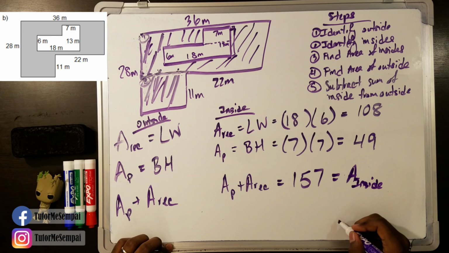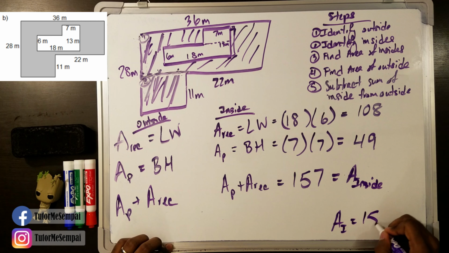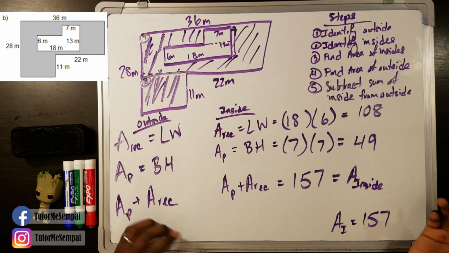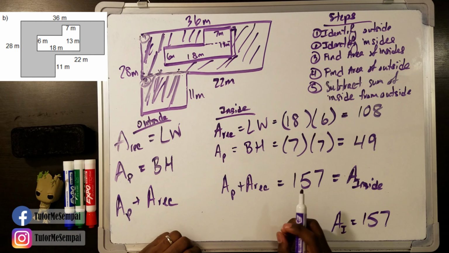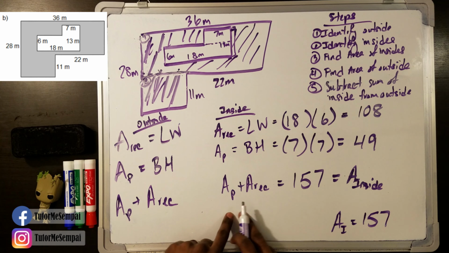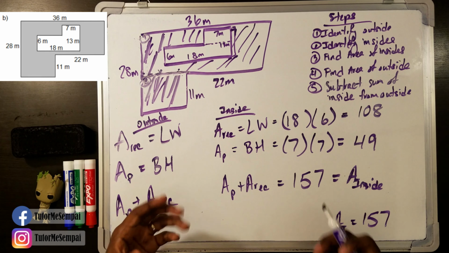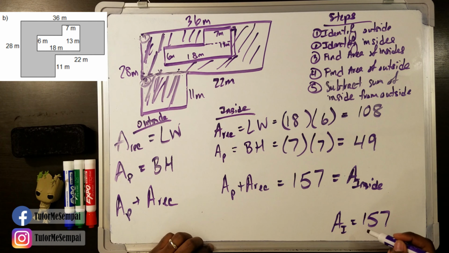So I'm going to write that down here. A inside is 157. So now we found the area of our inside shape. We broke it apart because it was an irregular shape, and then we add all the pieces together to give us back what the area of our total shape is. The area of our total shape is 157 meters squared.